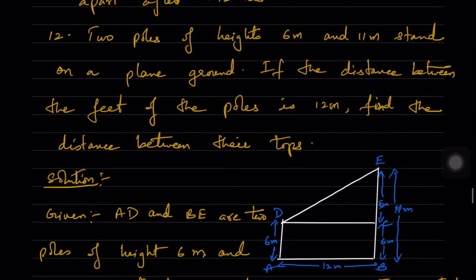Now next 12th one. Two poles of height 6 meters and one more is of 11 meters stand on a plain ground. The distance between the feet of the poles is 12 centimeters.